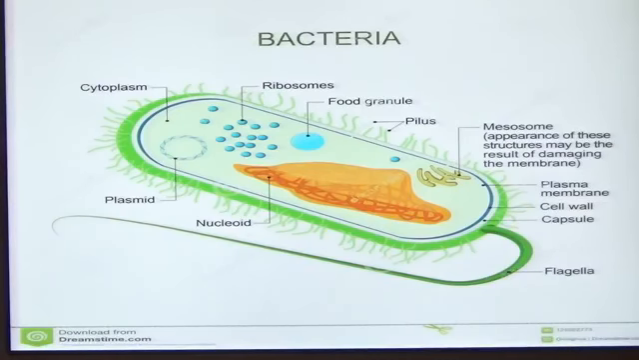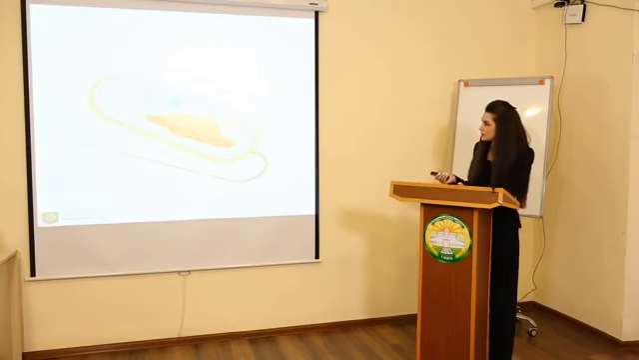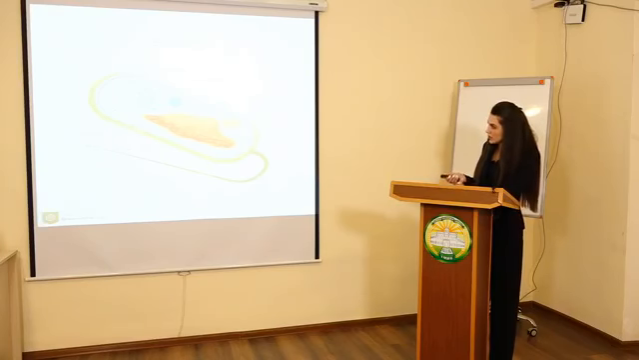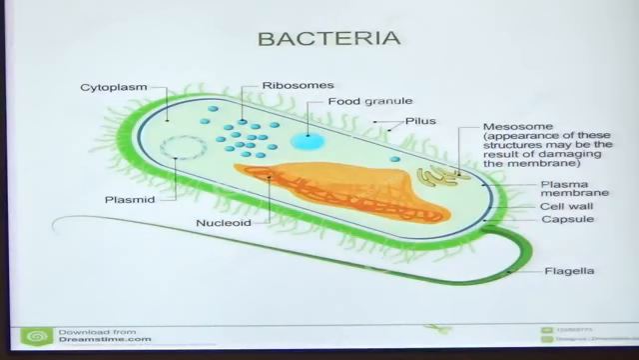the bacteria under the microscope. Bacteria have both internal and external elements. All of them are very essential for the bacterial lifestyle and living. The first one is the cytoplasm, second the plasmid, third the ribosome, this is the food granule, this is the mesosome, and then the plasma membrane, cell wall, capsule, and flagella. All of them are the main elements of the bacteria, and it's impossible to imagine bacteria without any of them. And these structural elements have their own functions in the bacteria.